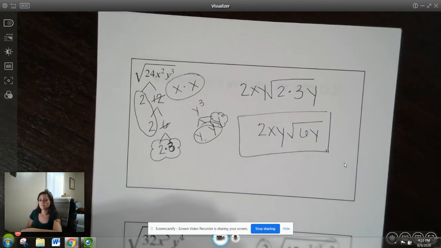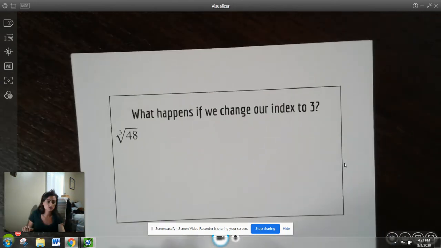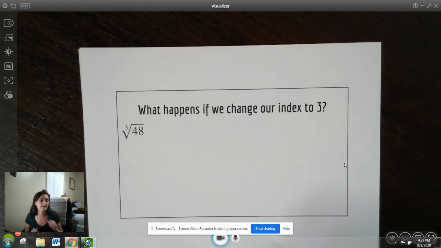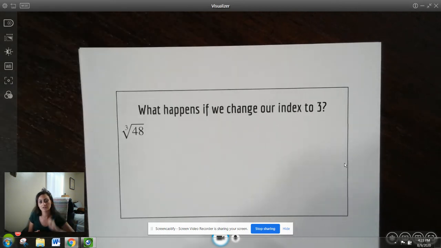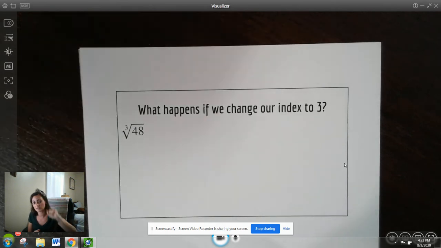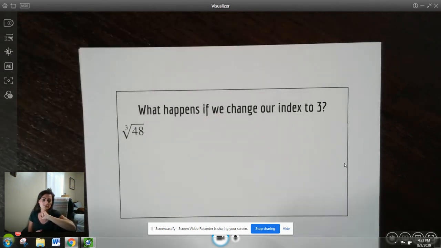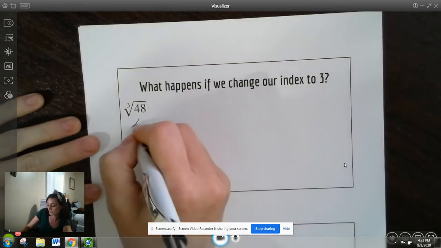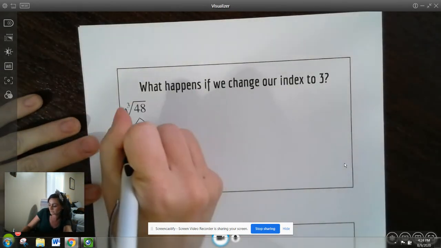What would happen if now I change it to a cube root instead of a square root? Now my index is 3. Before I had an index of 2 and I was looking for pairs of numbers. Now I've changed my index to 3, so I'm going to look for groups of 3 of those numbers when I'm doing my prime factorization.